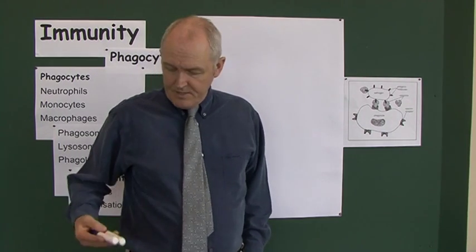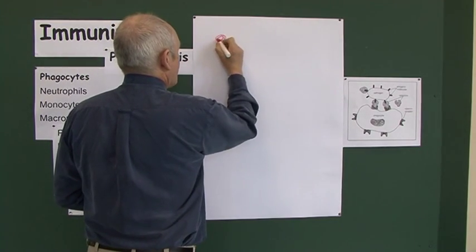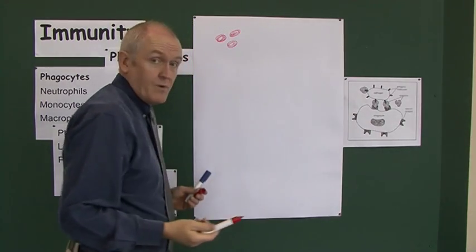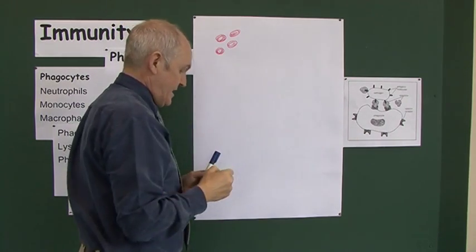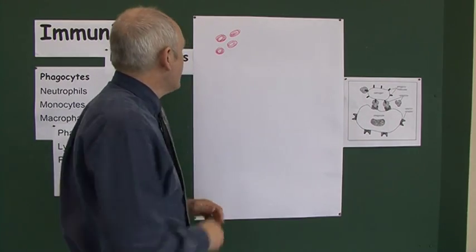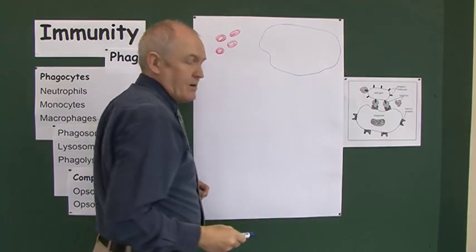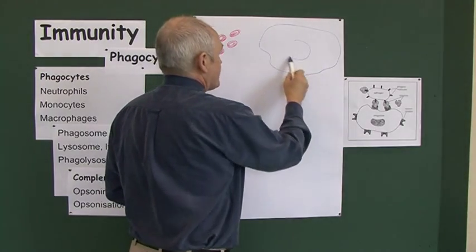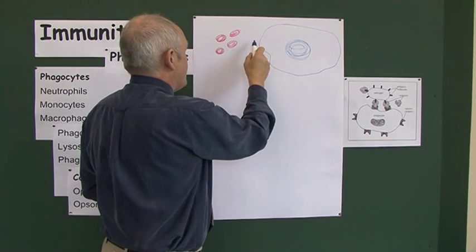So let's think about what happens. Here's a couple of bacteria which have got into the body somewhere, perhaps from a wound. The chemicals given off by these bacteria are recognised by the macrophages. Let's say this is a macrophage. It could be a neutrophil, could be a monocyte, but this is a macrophage. Nice big cell. That will move towards the infecting bacteria.